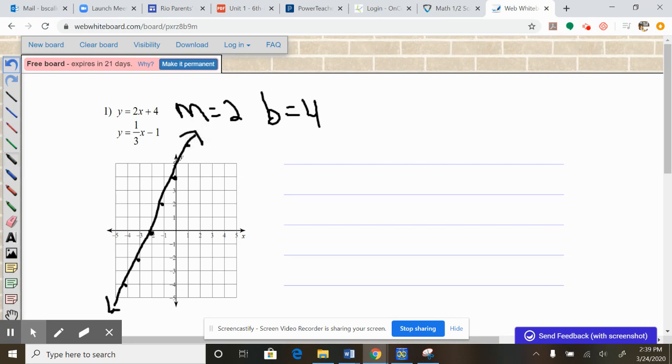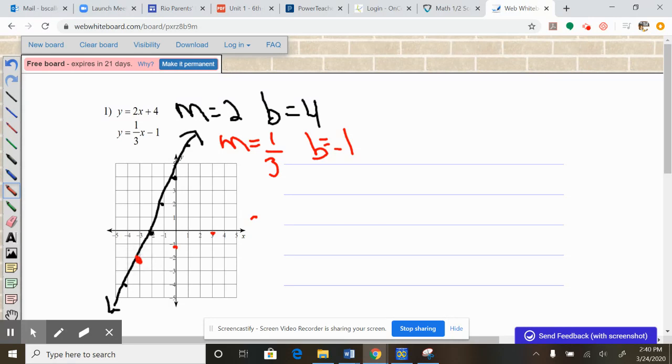And then I can go on to my next line, which I can see is also in slope-intercept form and has a slope of 1/3 and a y-intercept of -1. B equals -1. So I can start at my y-intercept. And if my slope is 1/3, that would mean go up 1, right 3, up 1, right 3. I'd go off the graph again, somewhere around here. So again, I can reverse the slope.